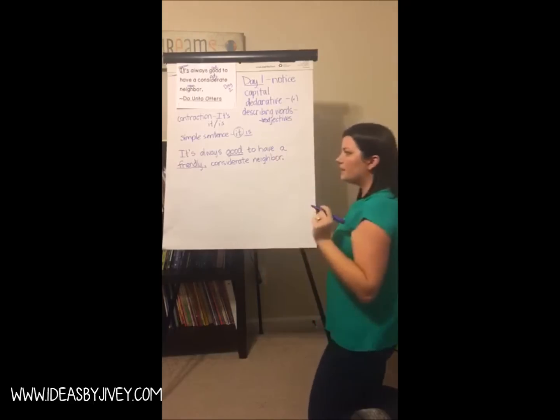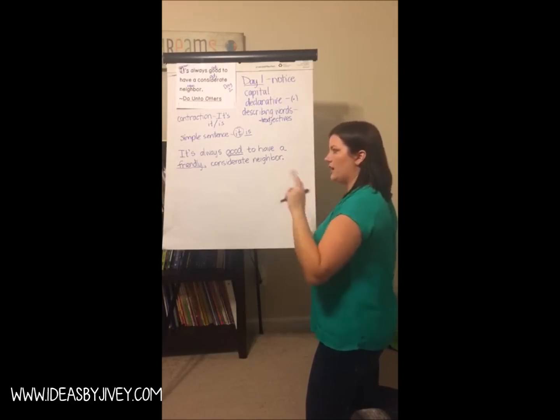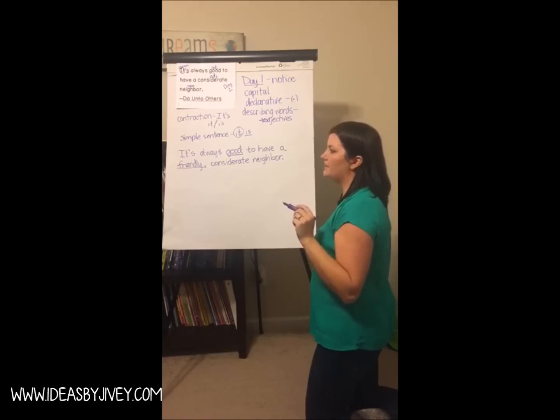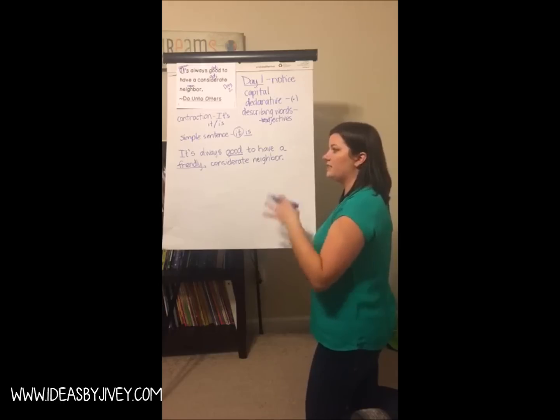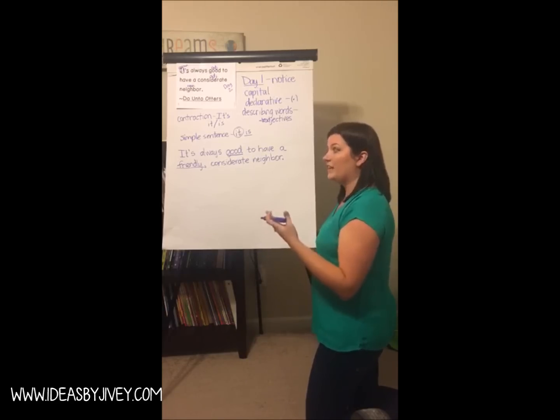And we want to put a comma because there's two adjectives that are describing neighbors. We want to put a comma to separate. So it's always good to have a friendly, considerate neighbor. So I've just revised this sentence by adding another adjective.